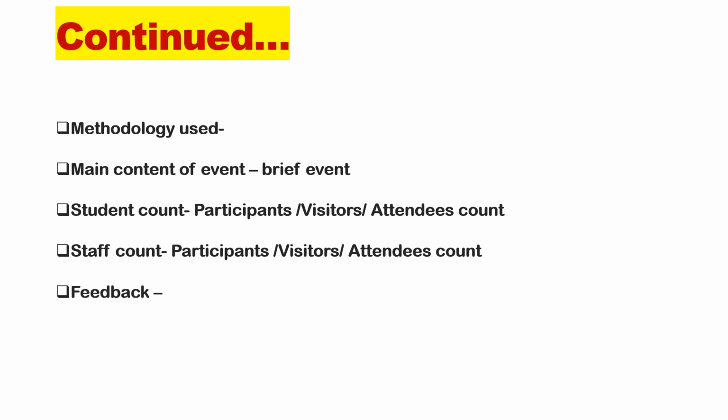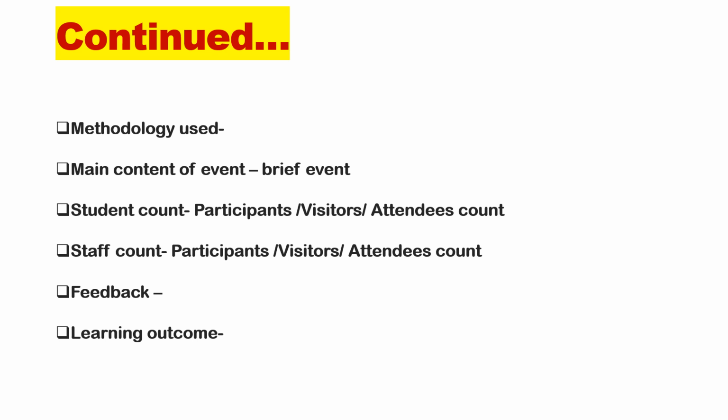Now, for every activity, it is expected to take feedback of that activity from students and from staff. So, it is necessary to mention the feedback of the activity. As a summary, you can mention the feedback. After that, you can do its analysis also. So, it is called feedback analysis. Now, the last point is learning outcome.